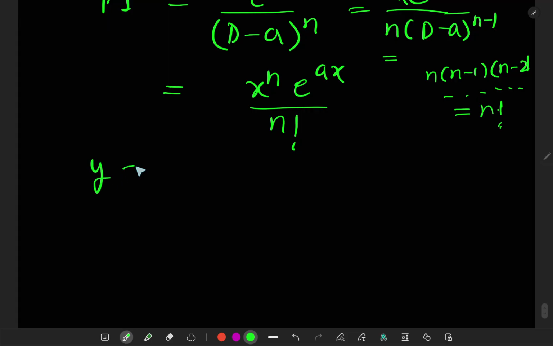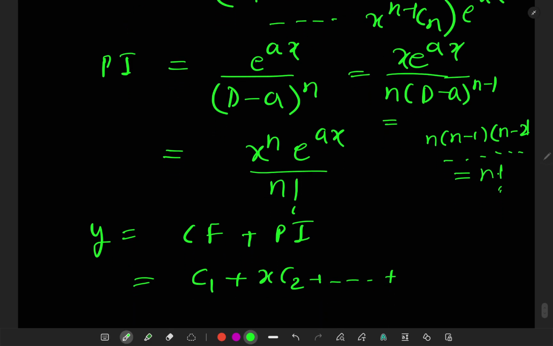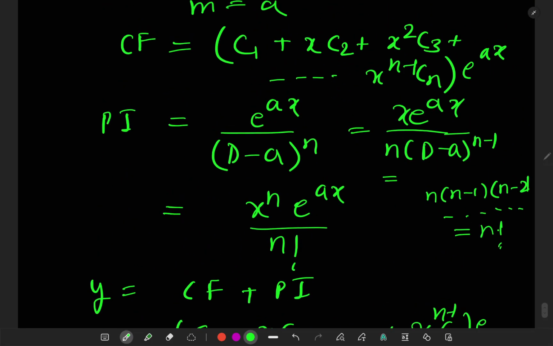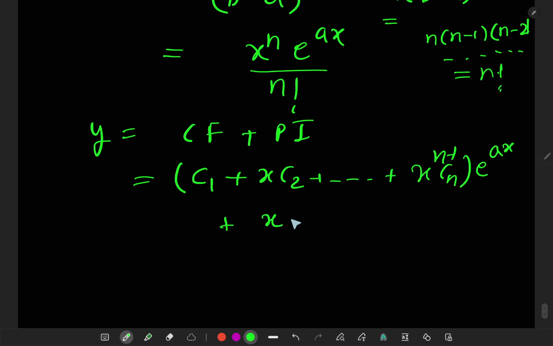So now y is equal to CF, complementary function, plus particular integral. CF is equal to C1 plus x C2 up to so on, x raised to power n minus 1 Cn e raised to power ax, plus x raised to power n e raised to power ax divided by factorial n.